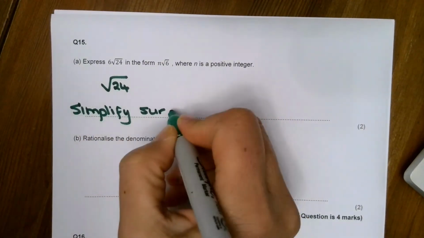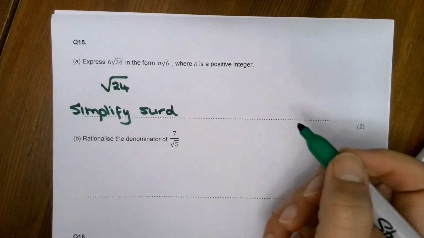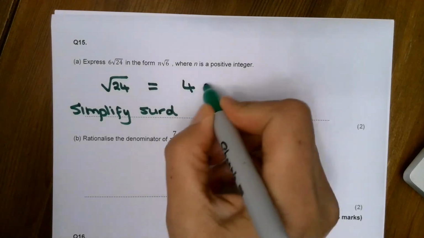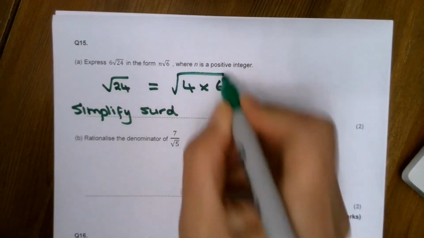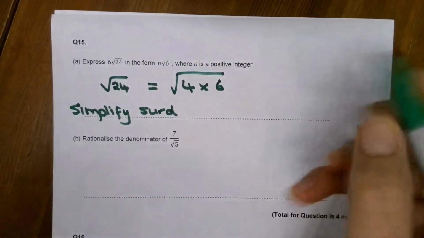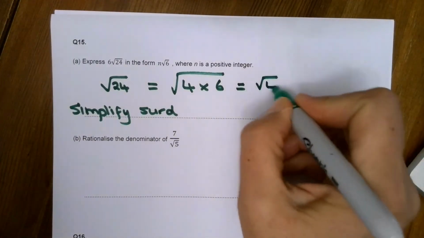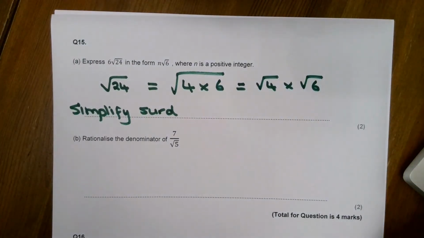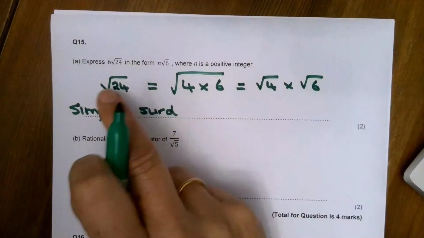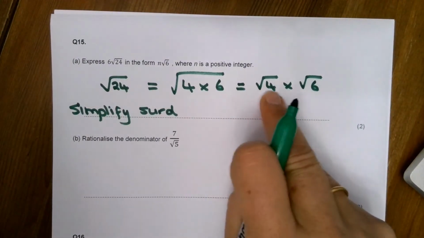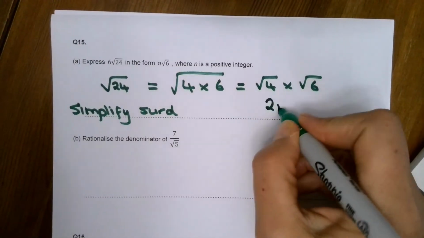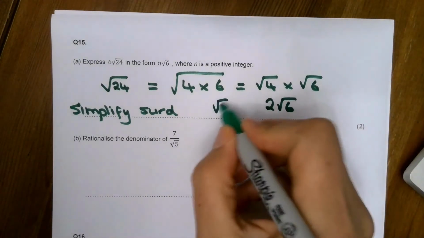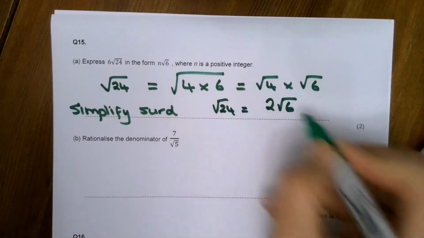And what that means is I'm going to think of a square number that goes into 24. Well, I know 4 times 6 is 24, and 4 is a square number. I can separate this out into root 4 times root 6. And the reason I think of a square number that divides into 24 is because when I square root a square number, I get a whole number. The square root of 4 is 2. So the square root of 24 is 2 root 6.